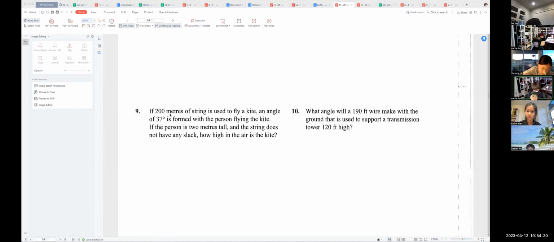Okay, so number 9 and number 10. If 200 meters of string is used to fly a kite, with a person who is 2 meters tall.